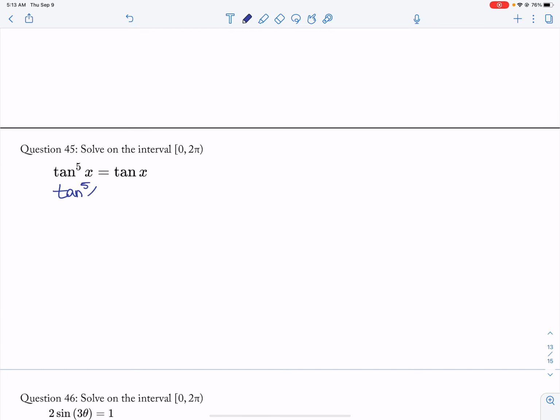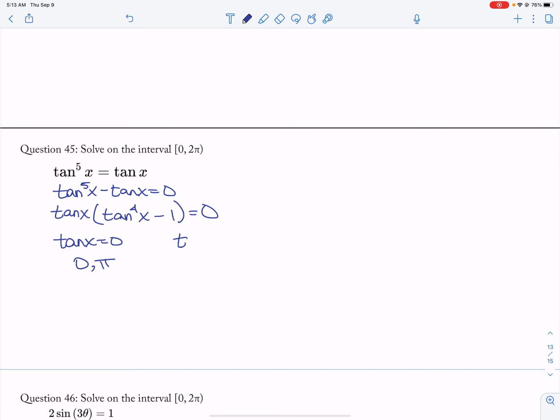Tangent to the fifth of x minus tangent of x is equal to 0. So tangent of x, tangent to the fourth of x minus 1 is equal to 0. So I get tangent of x equal to 0, which is 0 and not 90 degrees because it's undefined, 180 degrees, so that's at pi.